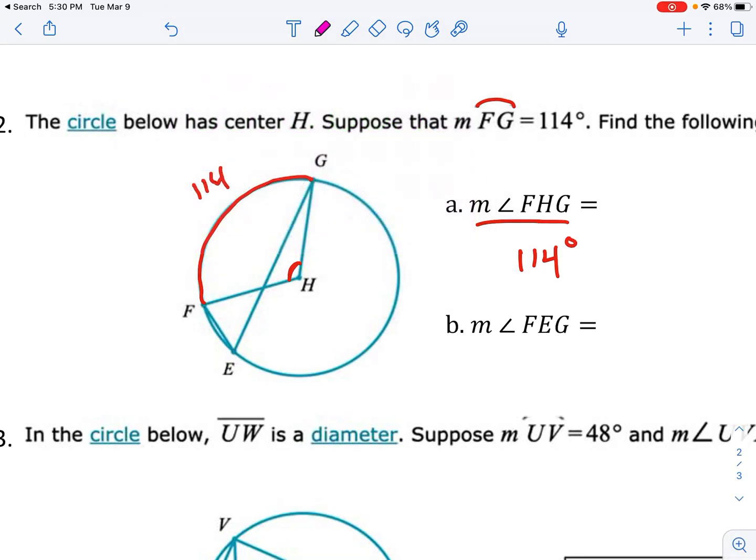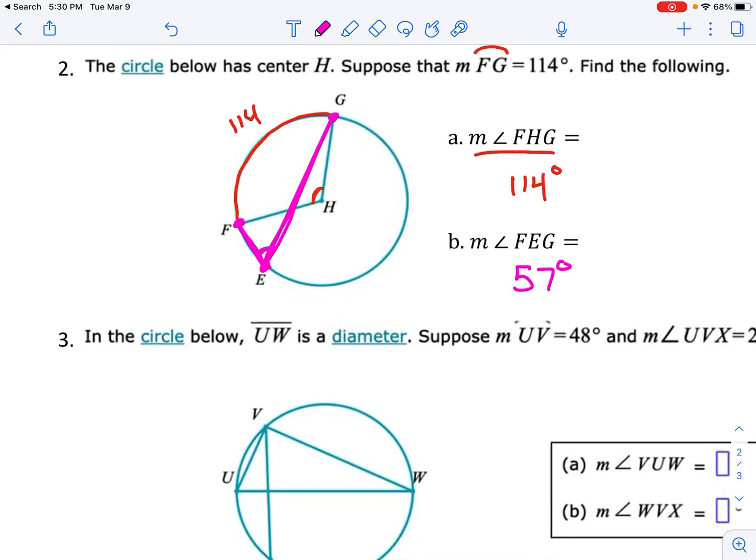So now it's looking for this angle. The best way I can describe this is if you look at this angle's edges, one of the edges is right there, the other one's right there, and look where it meets. It meets right on the edges of that 114. This is technically an inscribed angle because it's got a vertex that's on the circle. So we would have to just cut that 114 in half. 114 divided by 2 is 57. So now we're done.